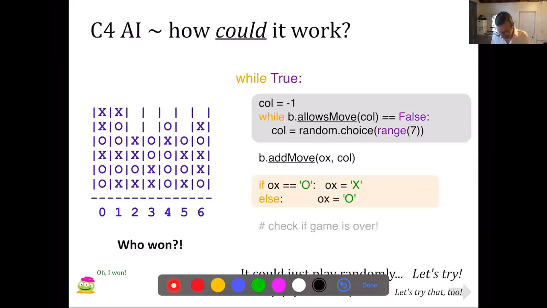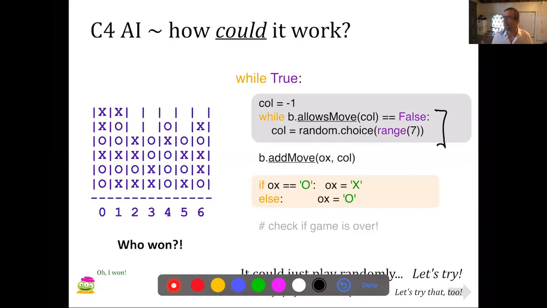Here's some quick code. If all you want to do is program a random player, then here's how you would do it. One way to do it is start out by saying column equals minus one. That just sets column to be a variable that's not going to be used because we're about to change it. And then we're going to enter this while loop. The purpose of this while loop is to keep choosing columns randomly until we find a column that's allowable. So column equals random choice. We pick a number between 0 and 6.